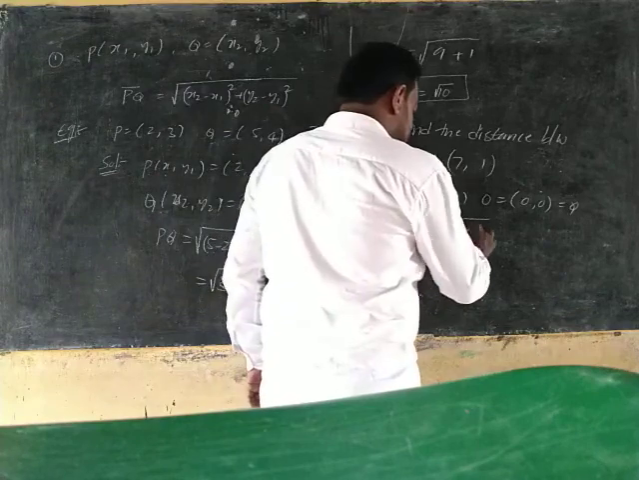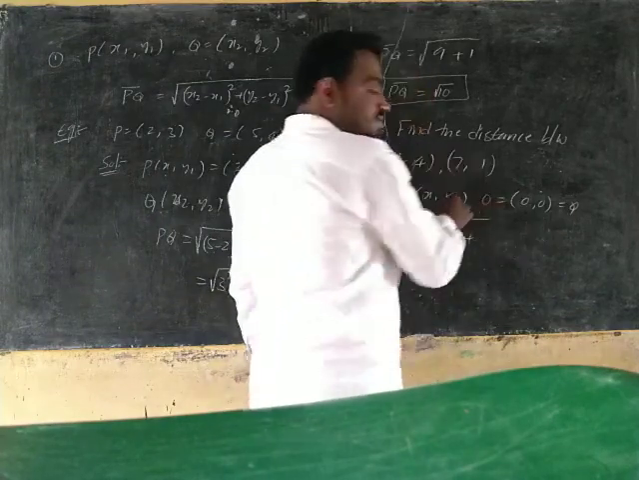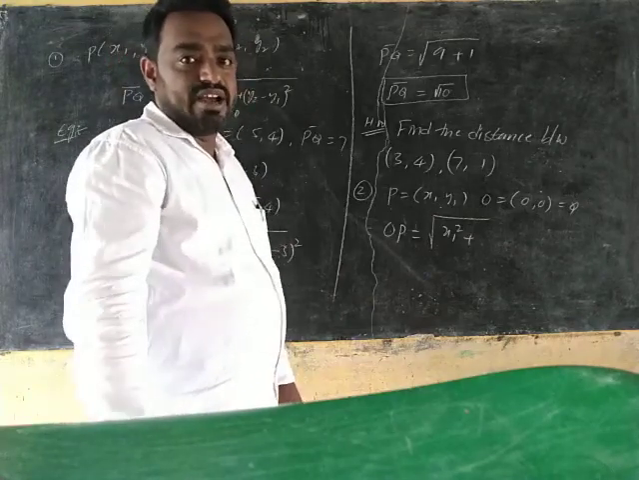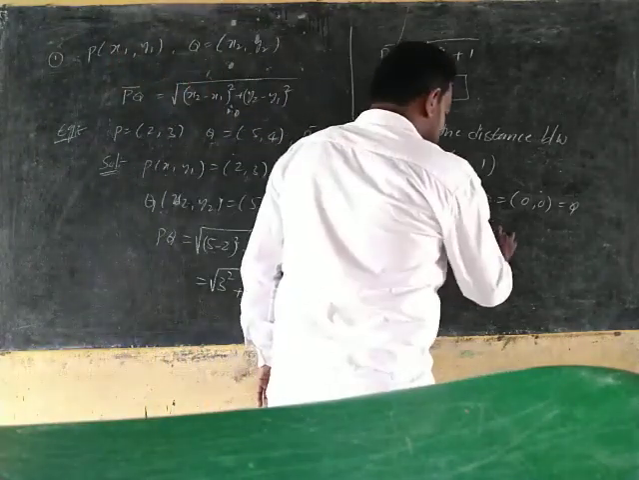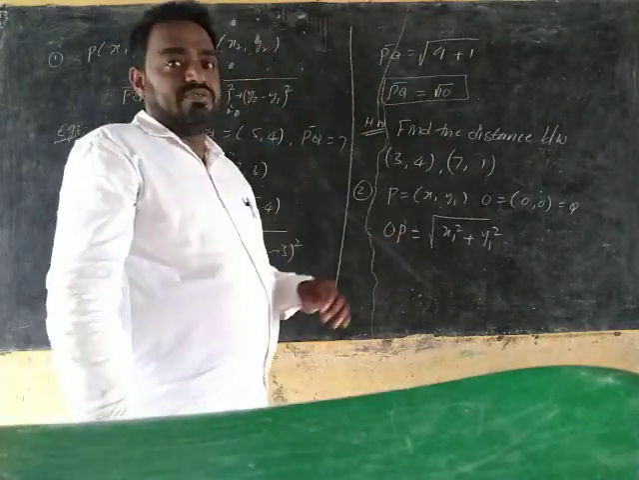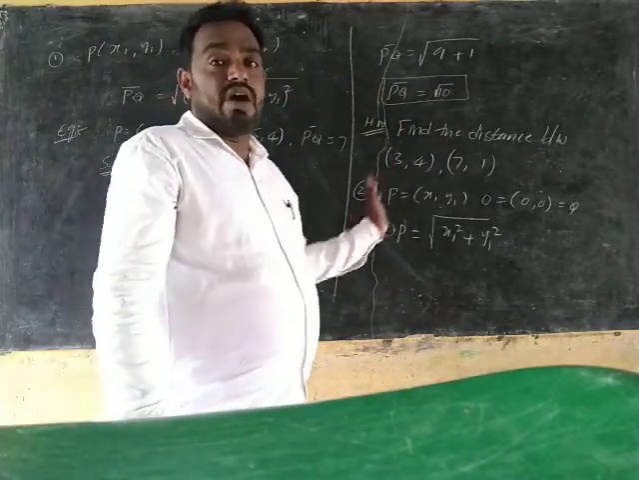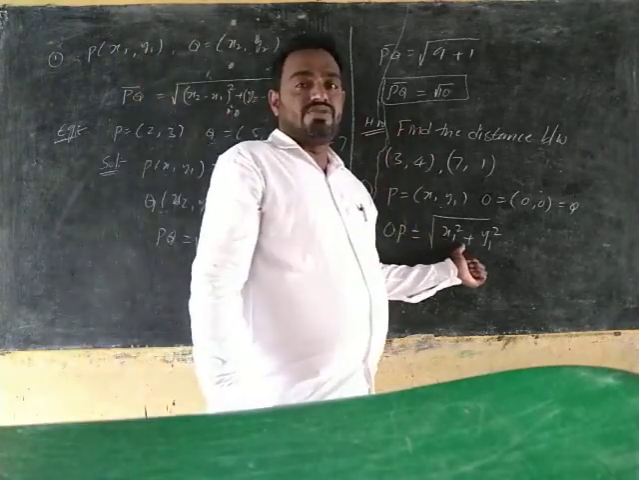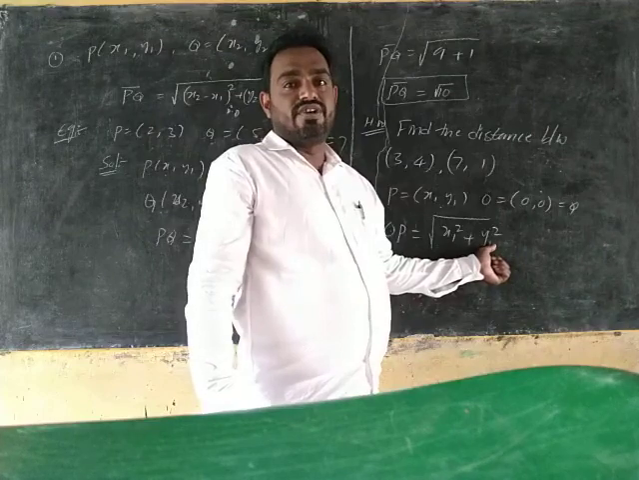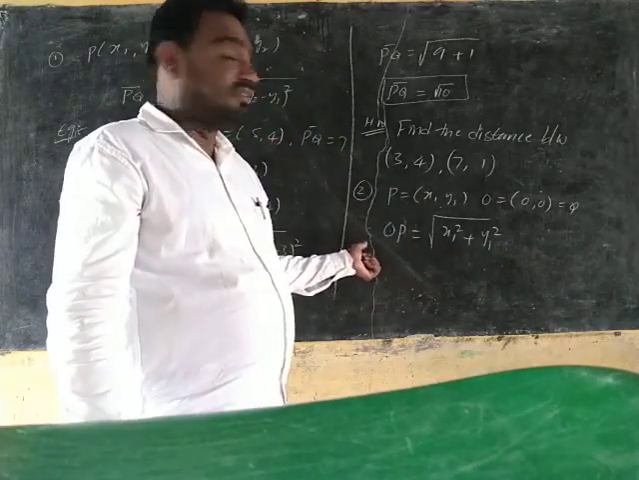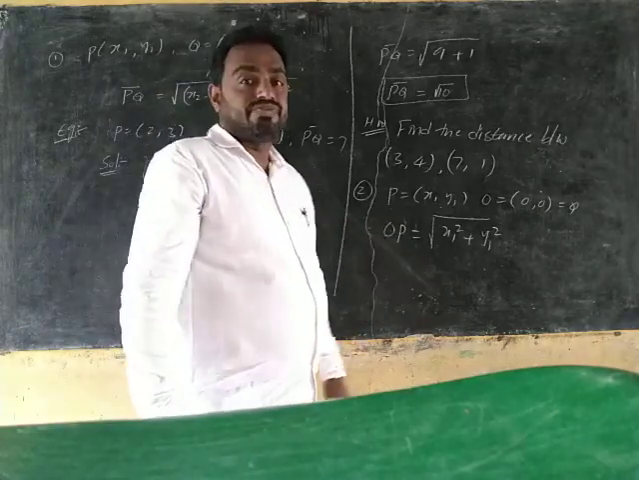So x1 square plus (0 minus y1). 0 minus y1 is minus y1. Minus y1 square is equal to y1 square. So the distance from the origin to the point P(x1, y1) is the square root of x1 square plus y1 square under root. This is the formula for the distance between origin and a point.